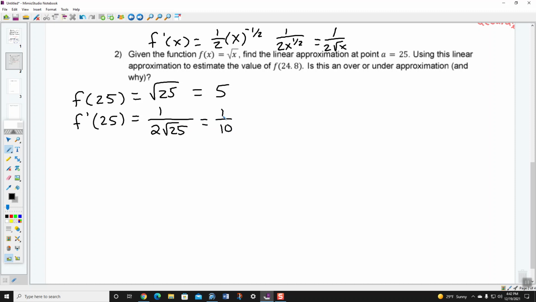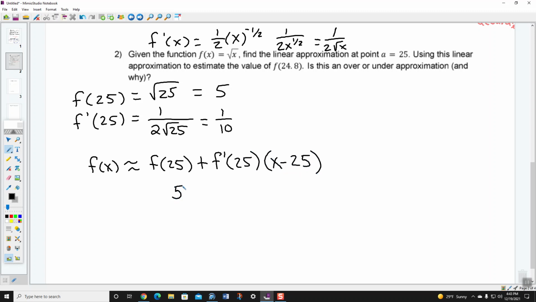So by tangent line approximation, here's our function again, f of x. Your curve will approximately be f of a, which in our case is f of 25, plus f prime of a, or in this case f prime of 25, times x minus a, or in our case, x minus 25. Well, friends, f of 25 was 5. F prime of 25 was 1/10. And this is times the quantity x minus 25.